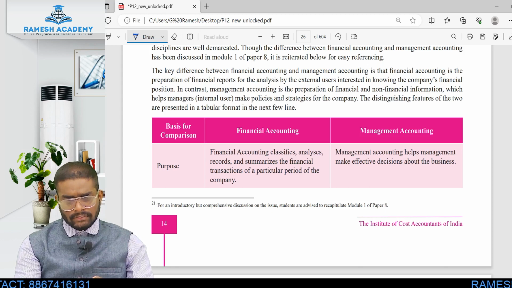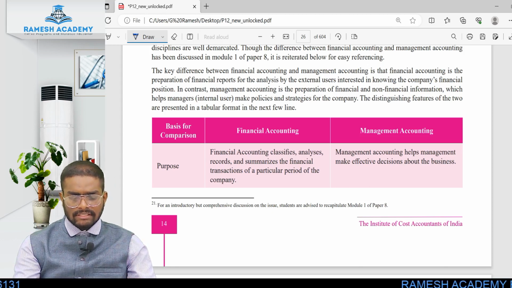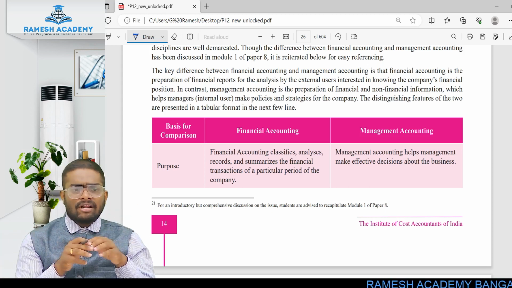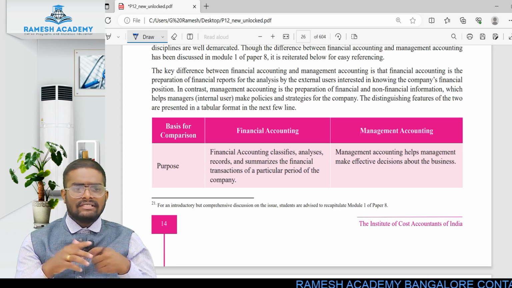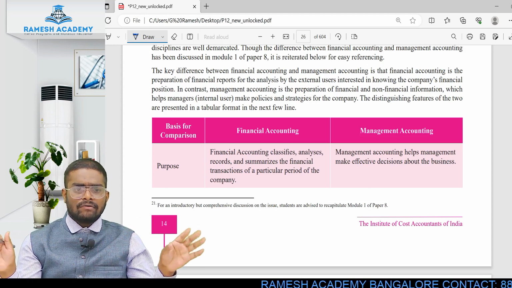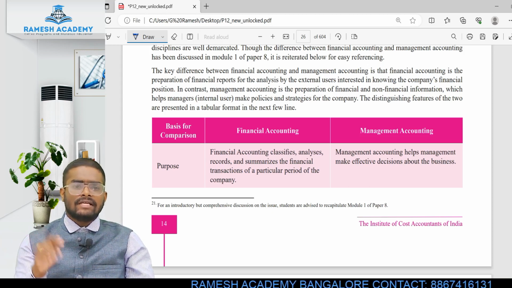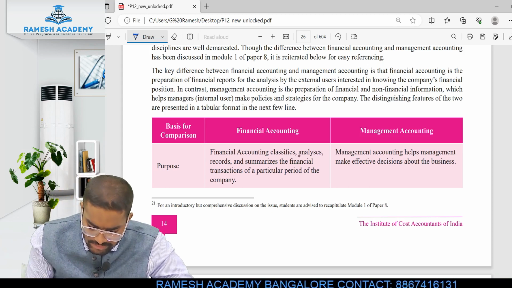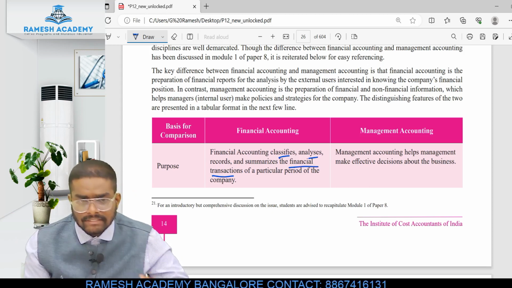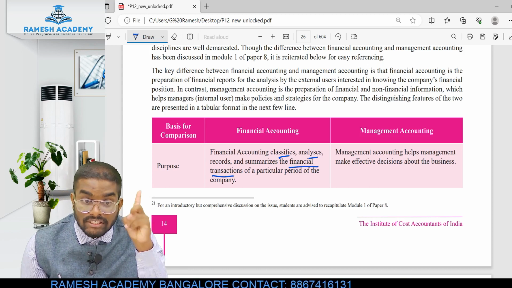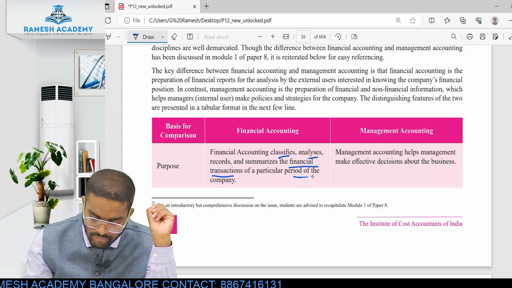It will make the accounting entries. That's it. It is only concerned with accounts. So it will be for a point of time. We make the balance sheet and P&L for a particular time, that is the year end. After that, gone. After that, we'll be preparing new financial statements. Financial accounting classifies, analyzes, records and summarizes only the financial transactions. It will consider only financial transactions. It is not concerned with non-financial information of a particular time.